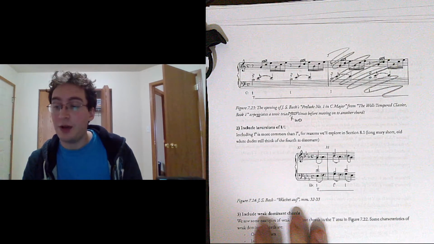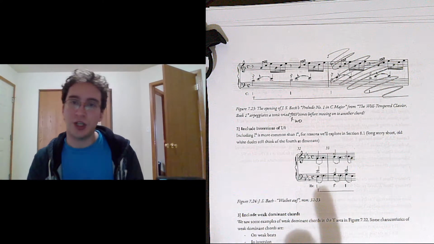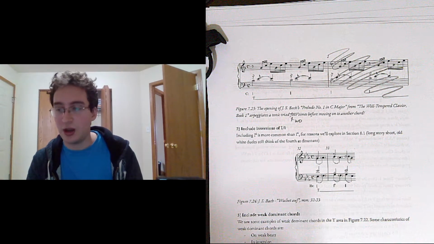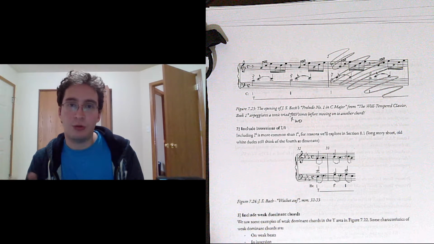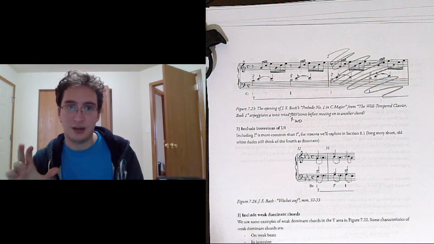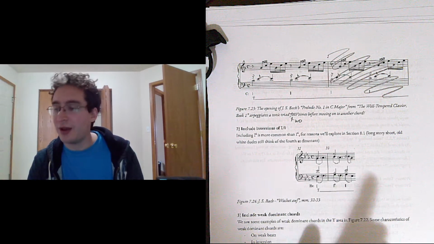It's more common to have a 1/6 chord, a first inversion, than 1/6/4 second inversion, for reasons that we'll explore in the next unit. Long story short, old white dudes still think that the fourth is a dissonant harmonic interval. We'll worry about that later.